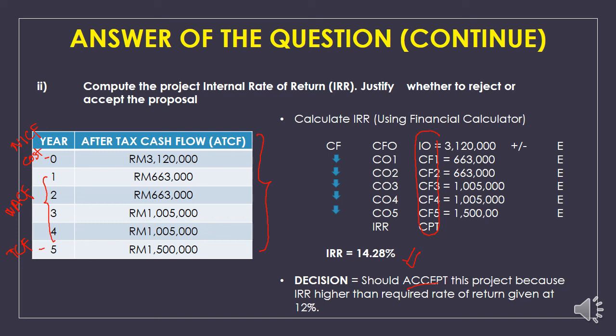So if your IRR answer is higher than the rate of return given in the question, it means that you should accept. But if your IRR answer is lower than the rate of return given in the question, it means that you should not accept. Now, since based on this question you get an IRR of 14.28%, while the return given in the question is 12%, it means that your IRR is higher than the rate of return given. So that's why you should accept this project. The reason is because IRR is higher than the required rate of return.